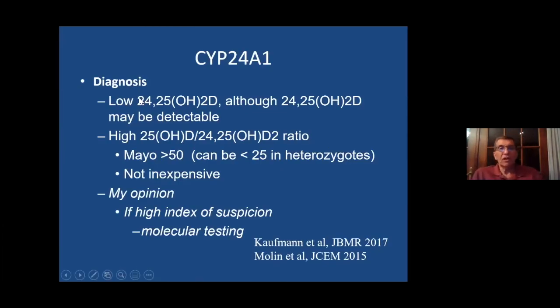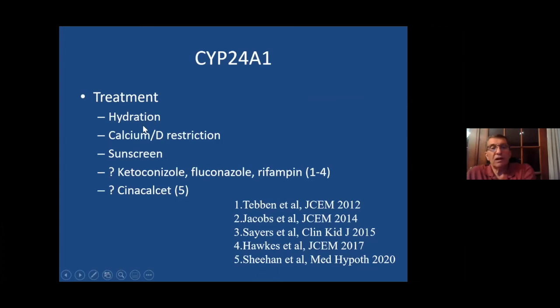So the diagnosis, low 24,25D, although it can be detectable. A lot of people do this ratio. This is what they do at the Mayo. And they say it should be more than 50 in the homozygotes, but there's overlap. And they have a disclaimer, it can be less than 25 in heterozygotes. It's not inexpensive. And in my opinion, if you really have a high index of suspicion, molecular testing is probably worth doing. So treatment, hydration. These people should restrict calcium and vitamin D, use sunscreen if they're out in the sun.